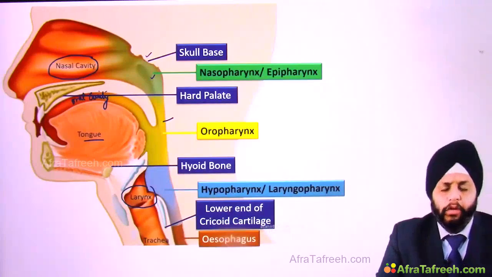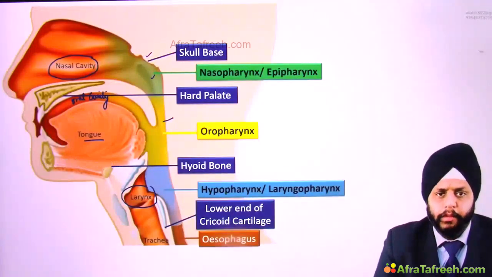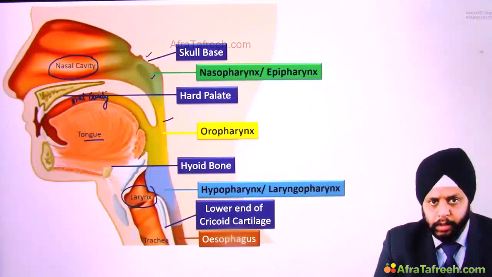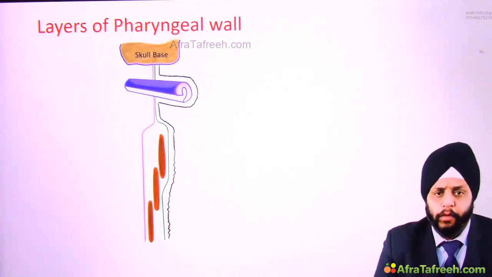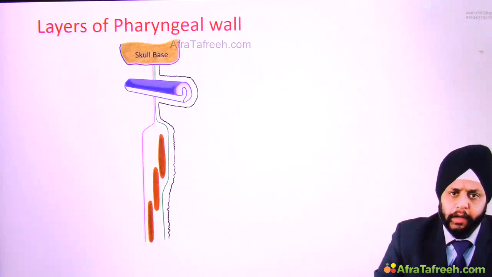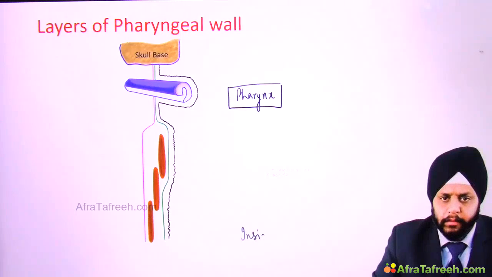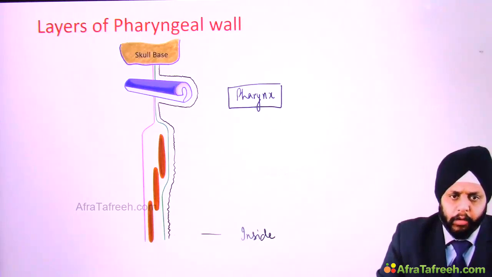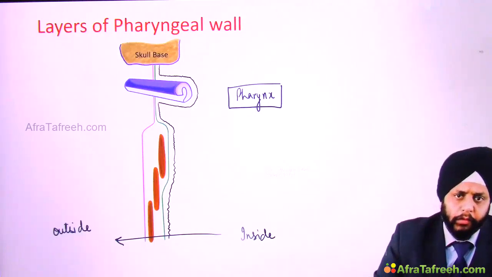Okay, now before we go and understand each and every part of the pharynx, let's study about the wall of the pharynx. So what makes the wall of the pharynx? The pharyngeal wall is made up of 4 layers. Okay, what are those 4 layers? Let's say this is the inside, that is, this is the pharynx. From inside, that means from pharynx, if I go outside, so let's say this is the outside. What are the different layers in the wall of the pharynx? We are starting from pharynx and going outside.